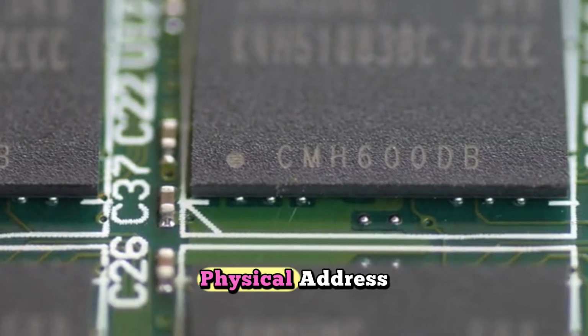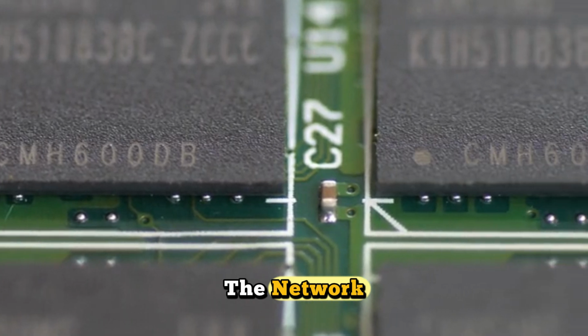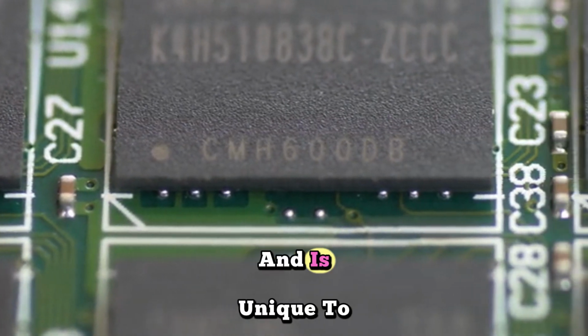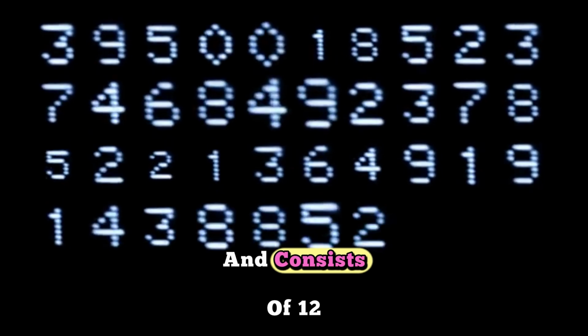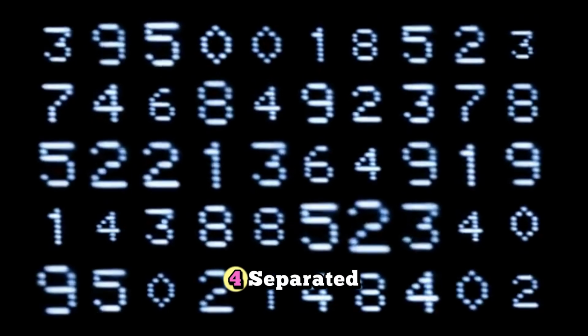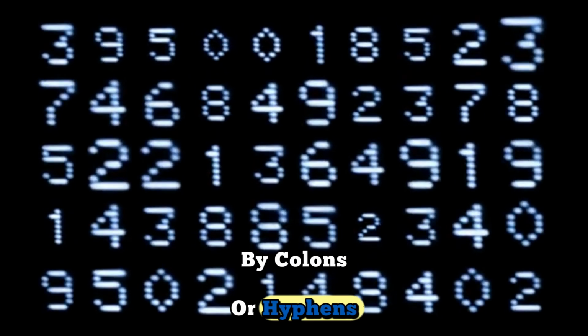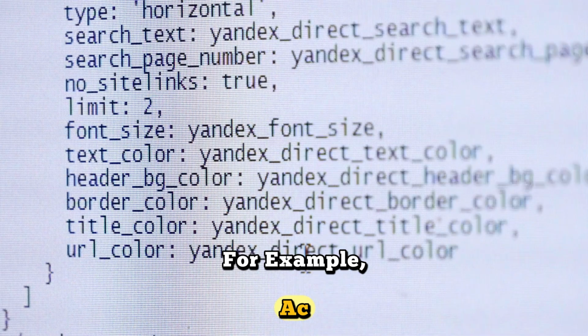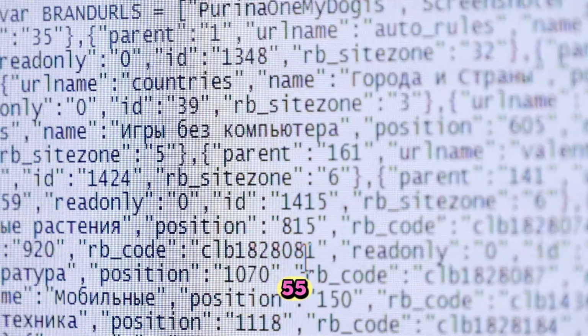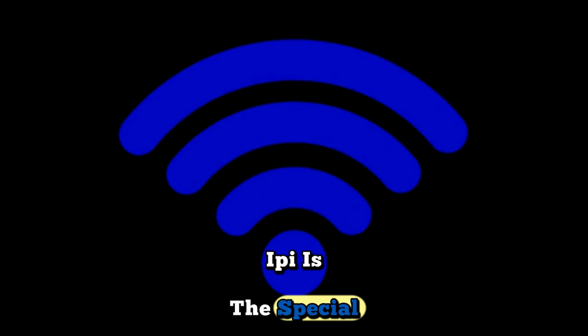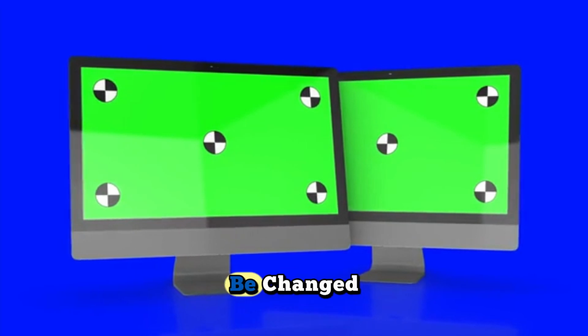MAC address is the physical address of a device on the network. It is assigned by the manufacturer and is unique to each device. It is written in hexadecimal notation and consists of 12 characters in 3 groups of 4 separated by colons or hyphens. For example, AC:11:22:33:44:55. IPI is the special type of IP address which is used for the identification of a person rather than a device. It is not unique and can be changed.